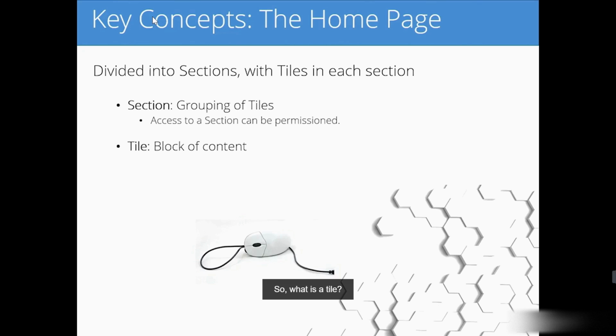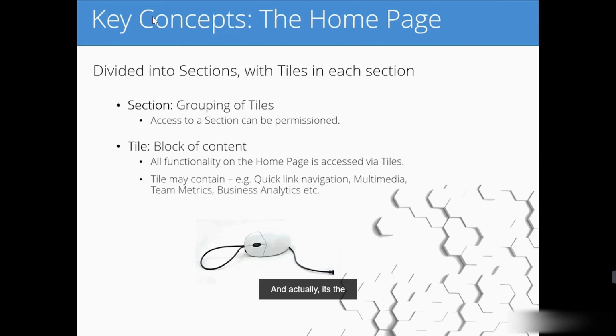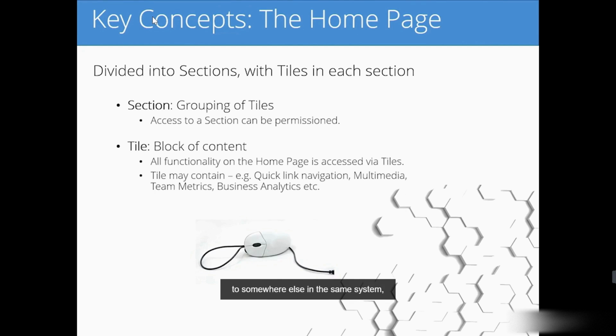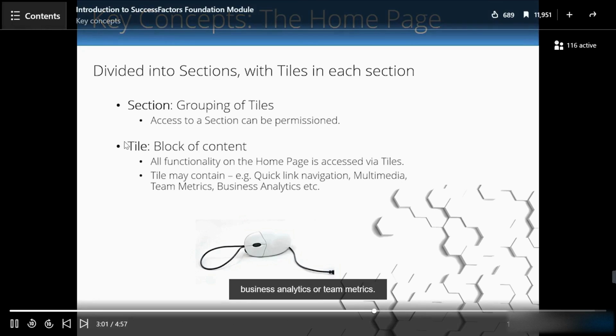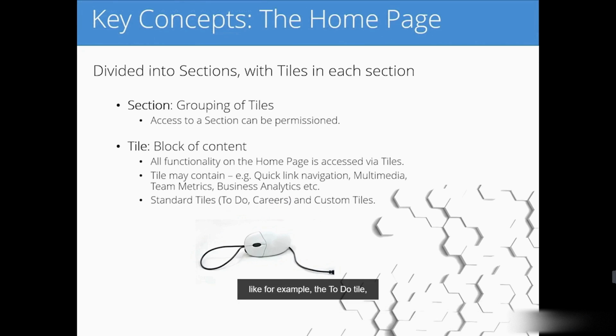So what is a tile? A tile is actually just a block of content. And that block of content could be the access points to other functionality in the system. And actually it's the functionality access points that makes it such a useful feature. A tile may contain a quick link navigation to somewhere else in the same system, or a third-party system, or multimedia, a video for example, business analytics or team metrics. And we also differentiate between standard tiles, like for example the to-do tile and the careers tile, which we'll take a look at in a second, and custom tiles as well.